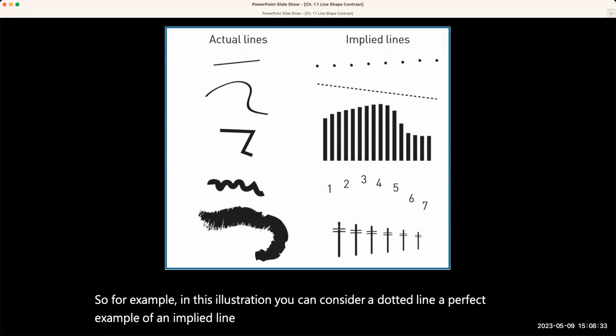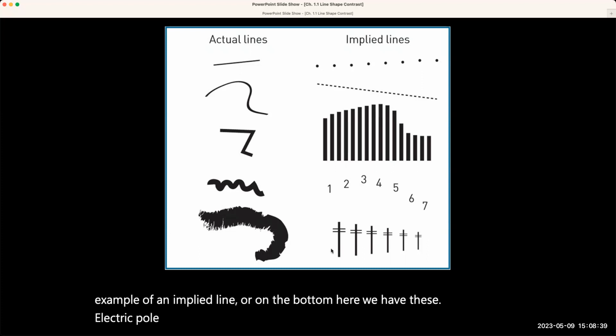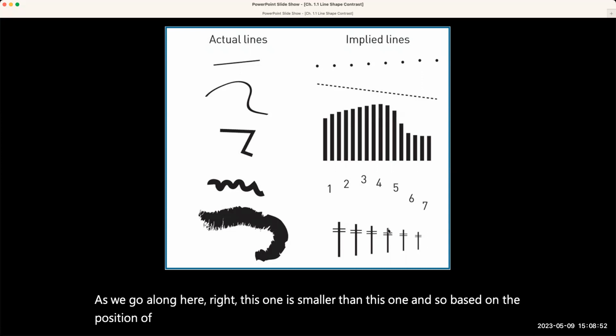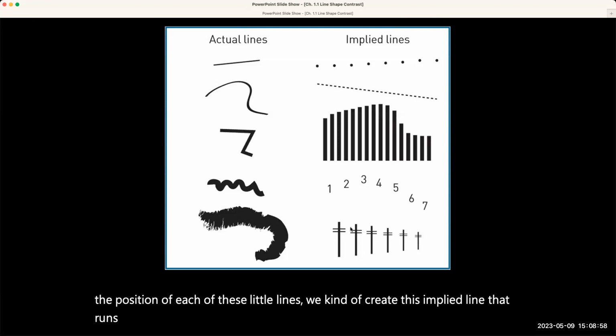Or on the bottom here, we have these electric poles lined up. And so they get smaller as we go along here, right? This one is smaller than this one. And so based on the position of the top of each of these little lines, we create this implied line that runs diagonally through here, yes?